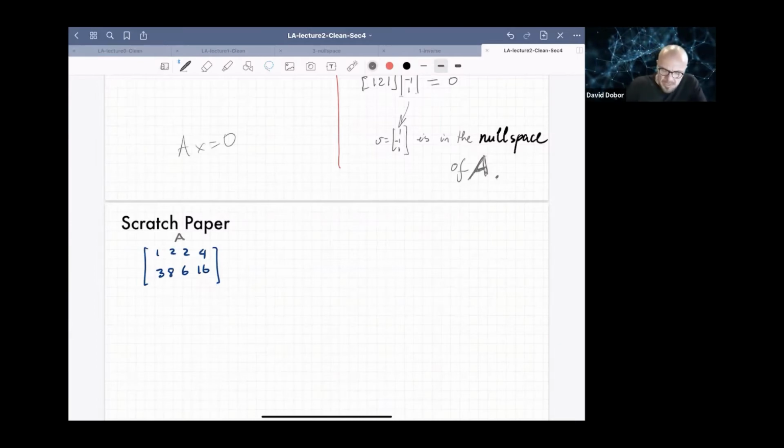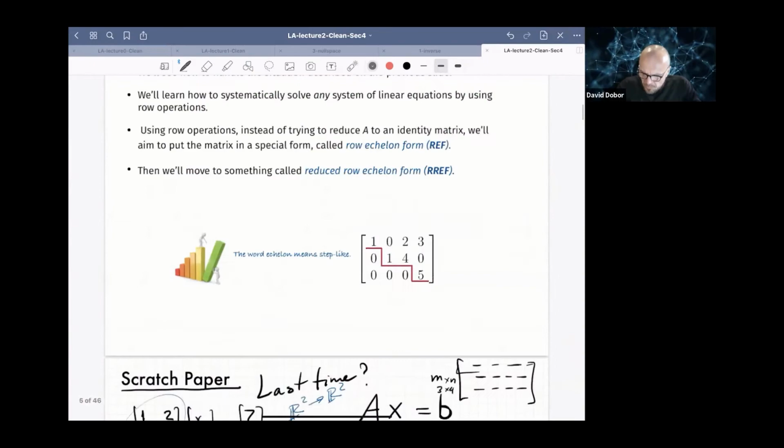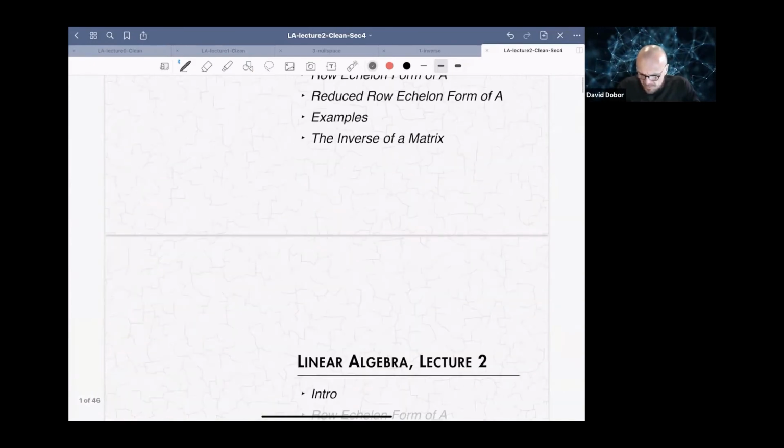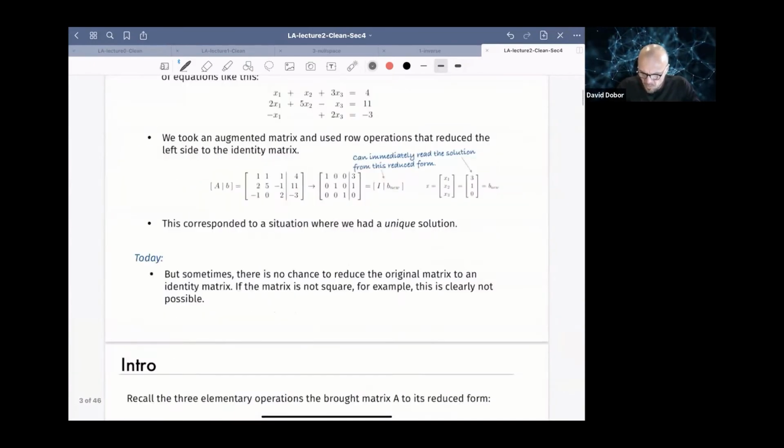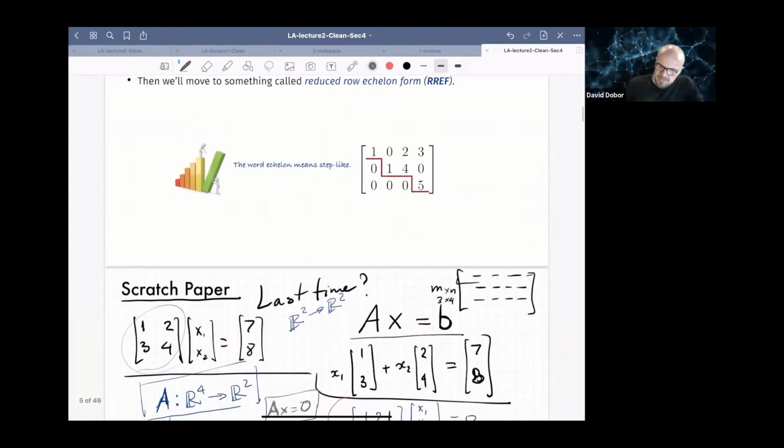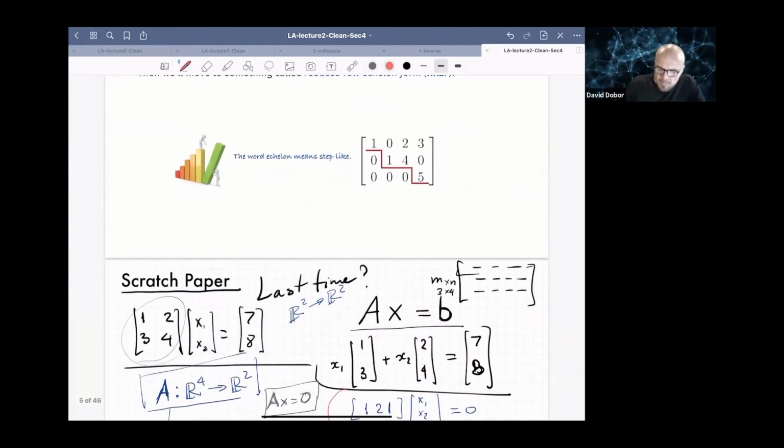So the process will be this. We start out with this A, and it may be like 20 by 70, but in our first example it's a 2x4 matrix. And we will reduce it to what's called a step-like matrix, or an echelon form of a matrix. Row echelon form of a matrix. A row echelon form looks like this. This is what we mean by a row echelon form of a matrix.